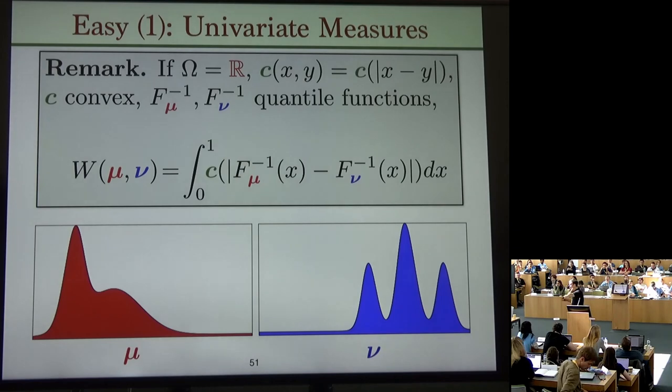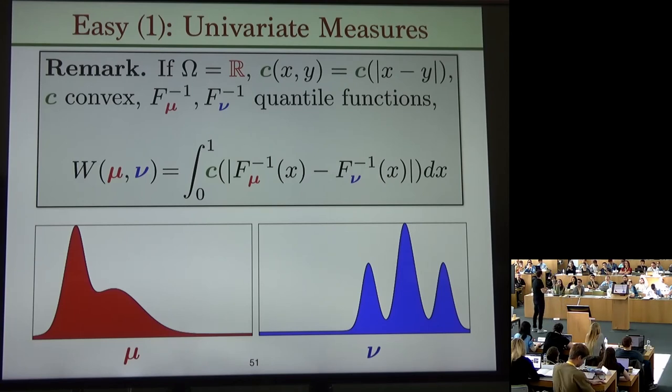I have two distributions, mu and nu, two densities. Remember, here I'm just on the real line, in the most simple case. Basically, I'm back to the case of Monge, the cartoon of Monge, where I have a pile of sand and another pile of sand, and I want to morph one into the other.